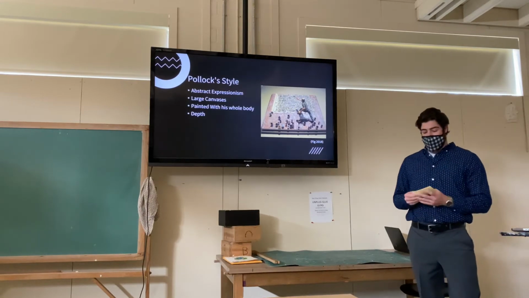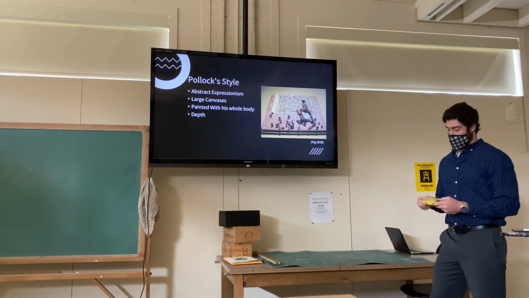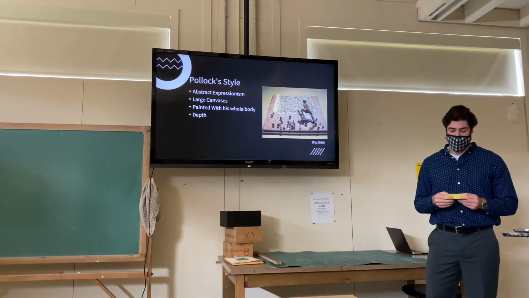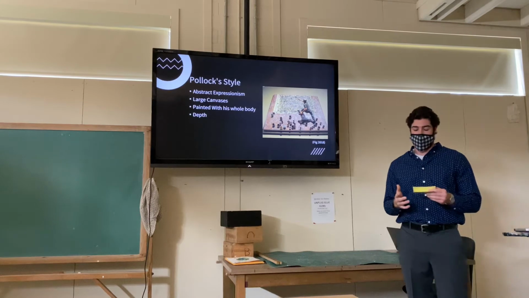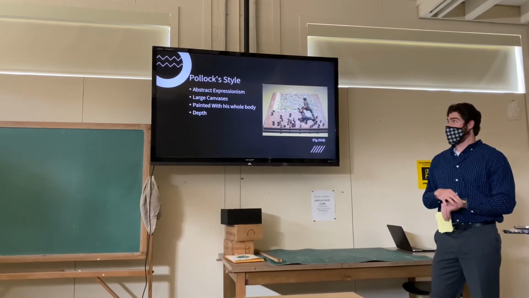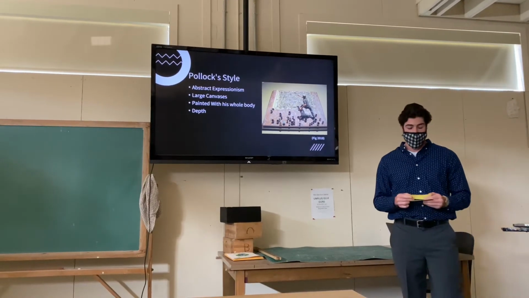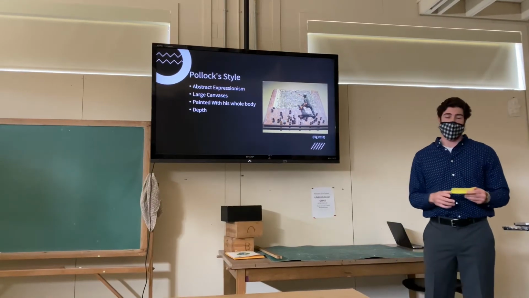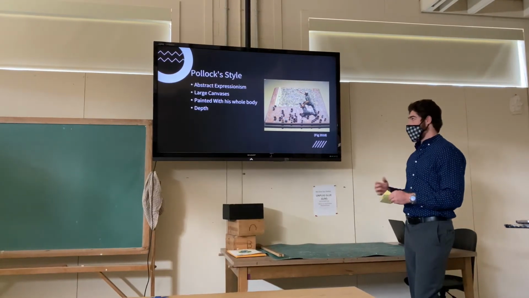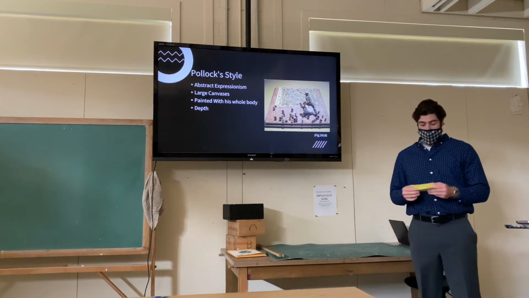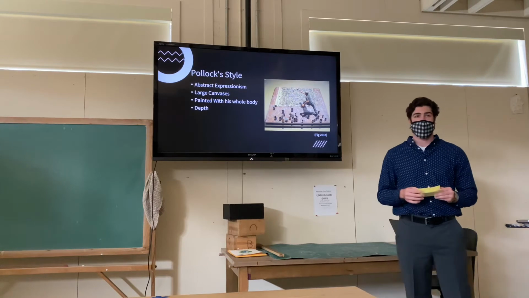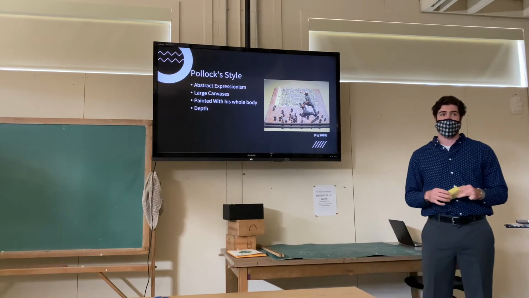Pollock's style was abstract expressionism. This is aimed towards creating emotional works of art that are followed by spontaneous acts, also known as action painting. He used very large canvases for all of his artwork, ranging anywhere from 5 to 6 feet in width and height, all the way up to 10 to 12 and even 20 feet. What made him unique was he used his whole body to paint on these canvases.